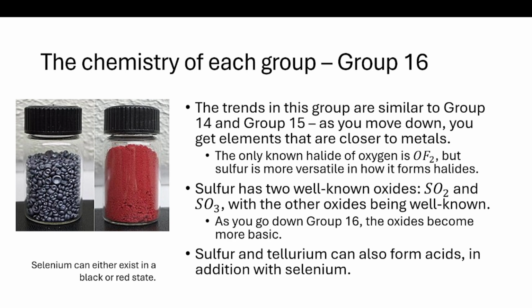Now, going on about halides, the only known halide of oxygen is OF2, but sulfur is more versatile in how it forms halides. Going on about sulfur, sulfur also has two well-known oxides, SO2 and SO3, sulfur dioxide and sulfur trioxide. And the other oxides are pretty well known. Now, as you go down group 16, those oxides will become more and more basic. And here's a fun fact, sulfur and tellurium can also form acids, in addition to selenium.